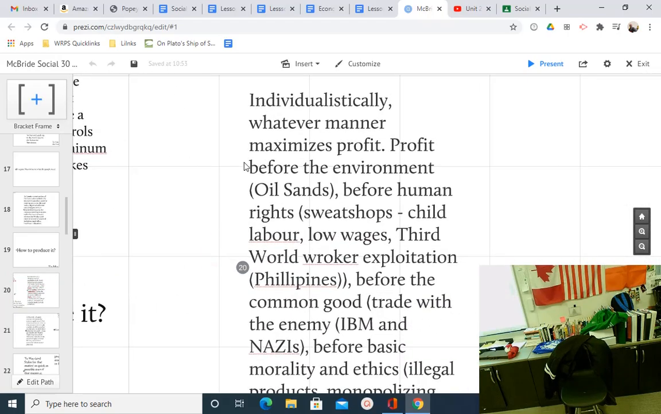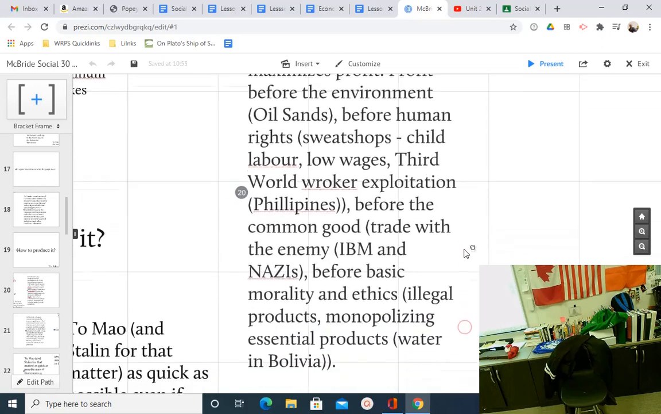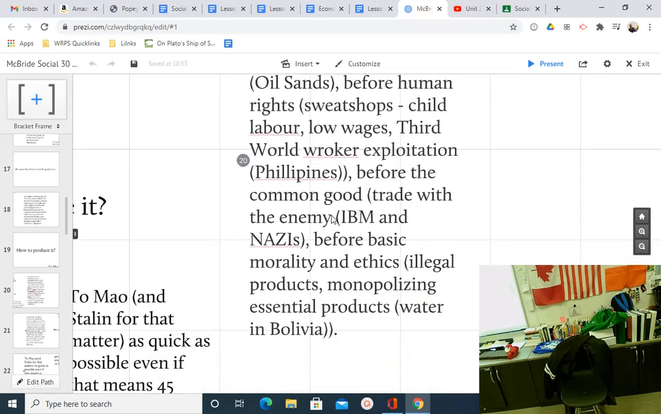So individualistically, whatever manner maximizes profit. Profit before the environment, oil sands, before human rights, sweatshops, child labor, low wages, third world worker exploitation. Maybe before the common good. Maybe we're going to trade with the enemy, like IBM did with the Nazis that we saw in the video, the corporation. Or maybe we're going to put profit ahead of morality and ethics.